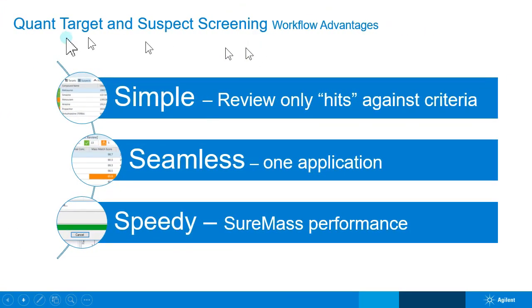All right, let's take a look at the advantages of target and suspect screening in one application. First, it's simple. As I've said, you can review only the hits against established criteria for both the targets and the suspects. It's also seamless because it's in one application. You can push through to reporting or export out to a LIMS from one application. And it is speedy because we're using SureMass. We've converted the profile data, and SureMass is much faster.